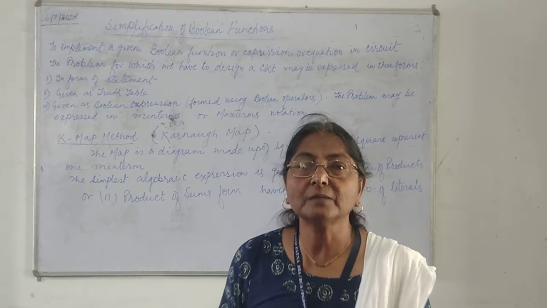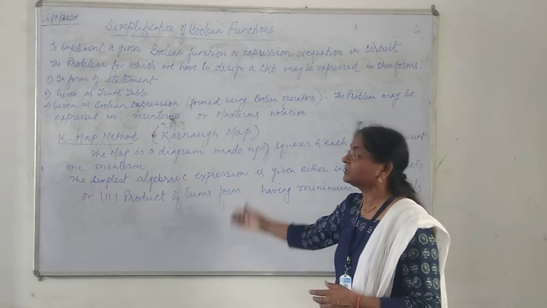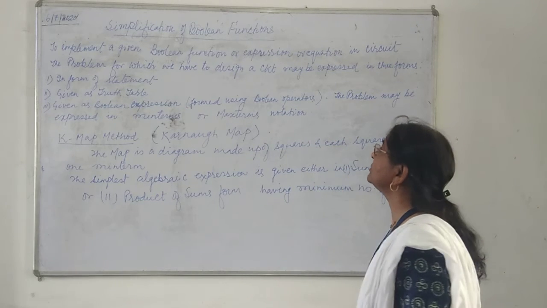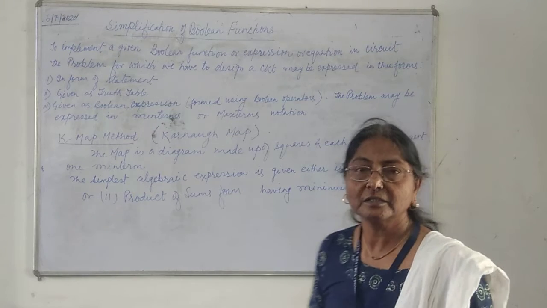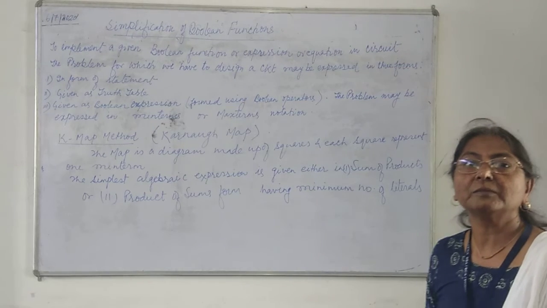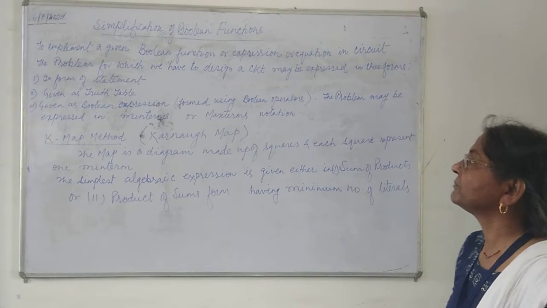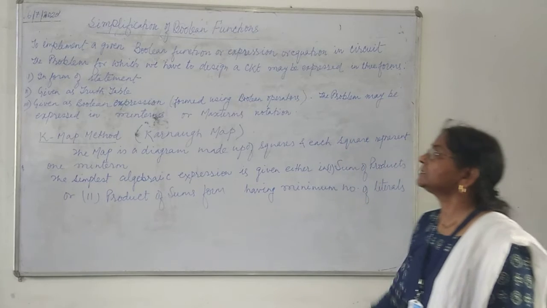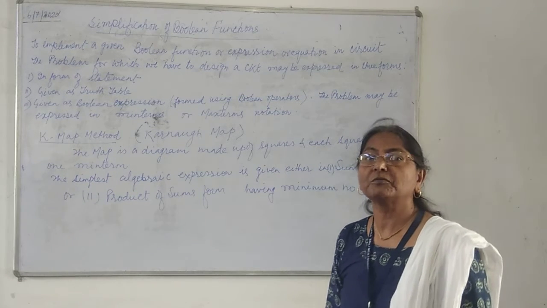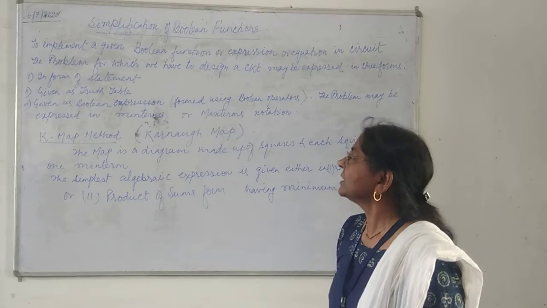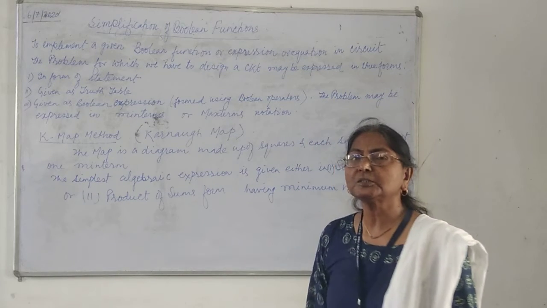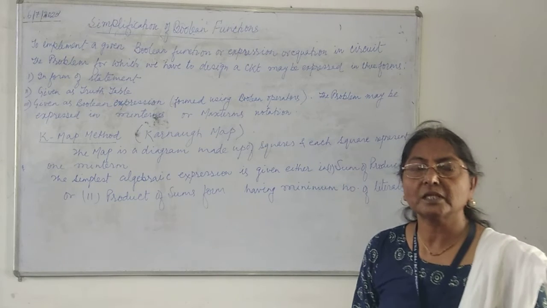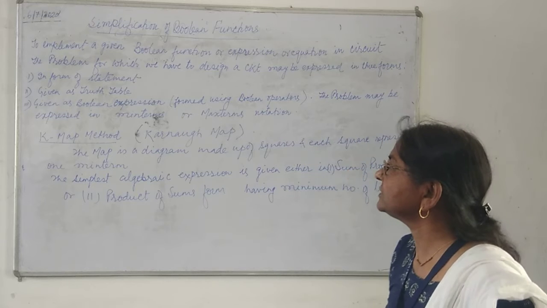Okay, so let us come to what I have written here on the board. Simplification of Boolean functions. To implement a given Boolean function or expression or equation in a circuit, what do I have to do? I have to implement a given Boolean function or equation in a circuit. The problems for which we have to design a circuit may be expressed in the form of a statement, a truth table, or a Boolean expression. The Boolean expression is formed using Boolean operators, as we know, AND operators, OR operators, exclusive OR operators. We use different types of operators.